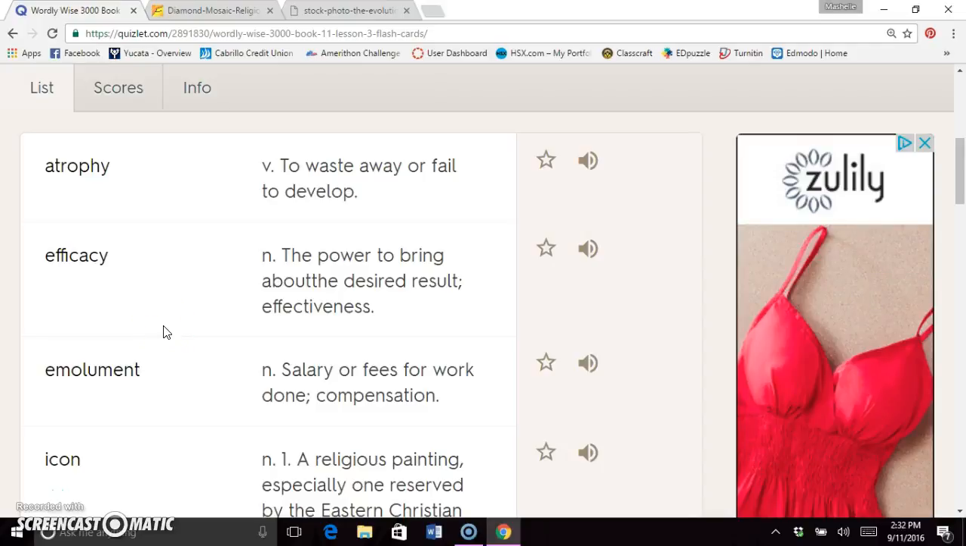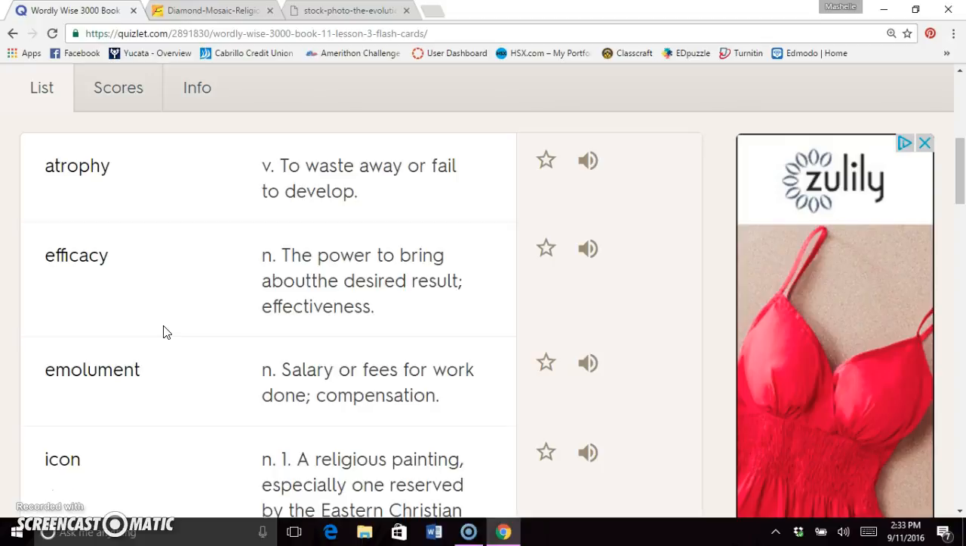Okay, class, this week we're going to work on Wordly Wise List 3. We will have a quiz on Friday, which means you will also have note cards due on Friday. So remember, the note cards have two sides. One side has your name, the vocabulary word, and the part of speech. And on the back, you have the definition, a sentence, and two synonyms and two antonyms.